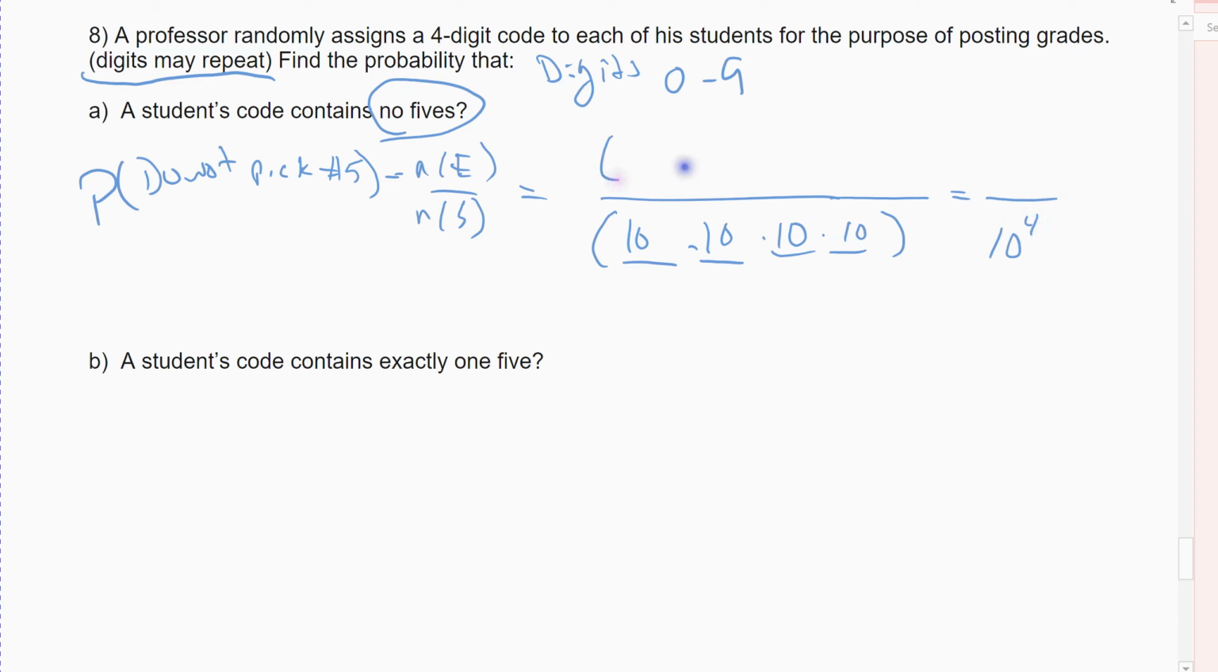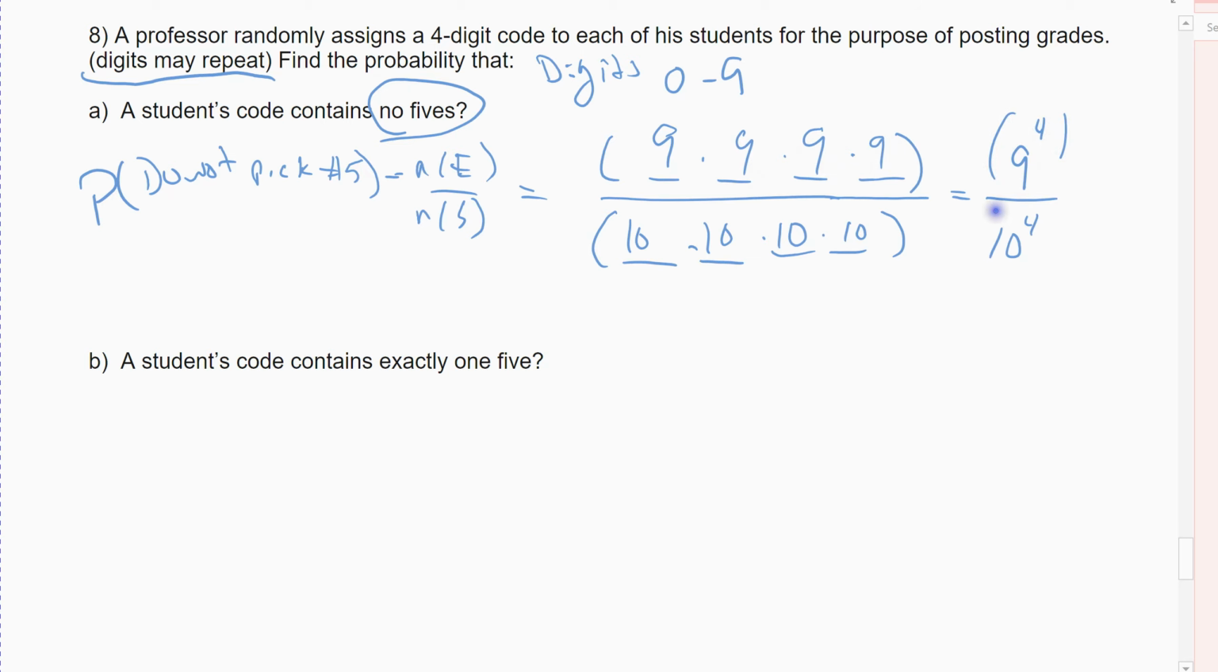Up top, the event is I'm going to pick 4 numbers for my code, but I cannot pick the number 5. So I throw the number 5 out, and I have all of the other digits left over that are not 5. Well, there are 9, right? It just throws one of them out. And so I had 9 digits for the first spot, 9 for the second, 9 for the third, 9 for the fourth. There are 9 choices that are not 5, and since I'm allowed repeats, I have 9 for each of those. So 9 to the 4th is the event.